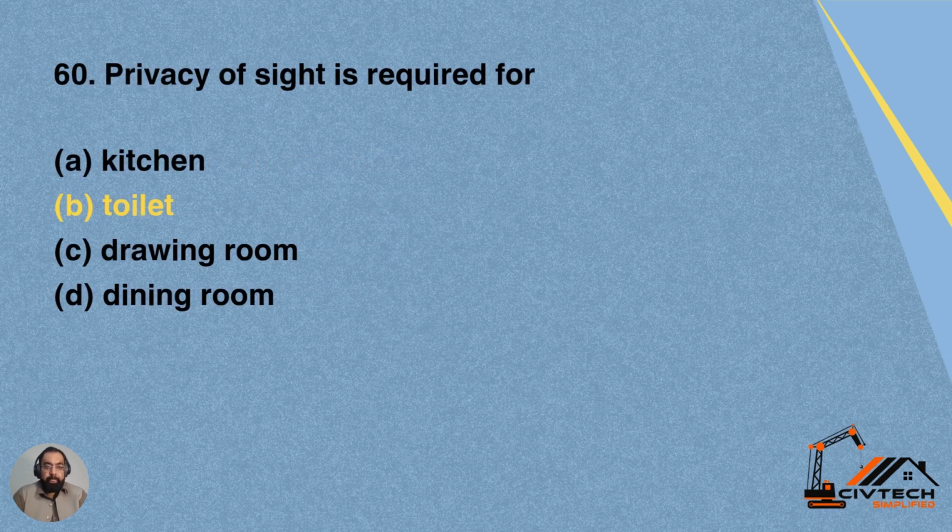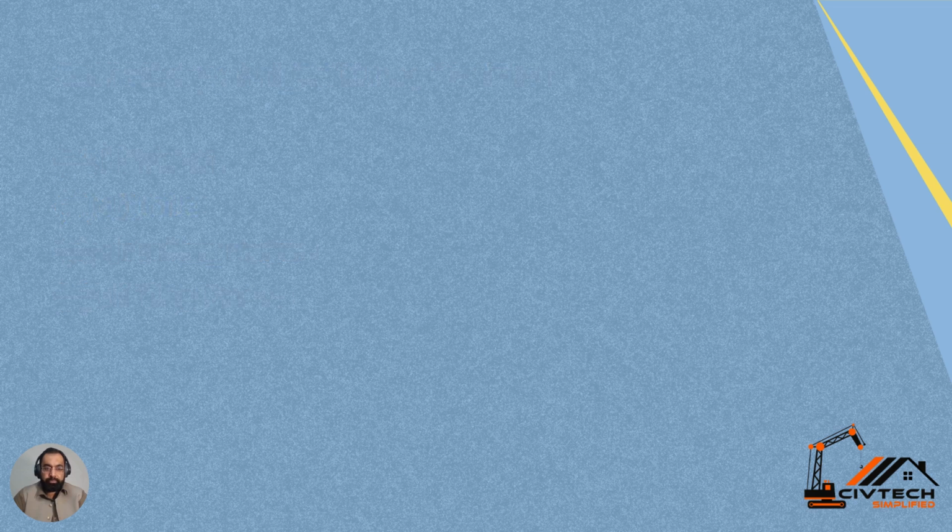Then we have question 60. Privacy of site is required for: A, kitchen; B, toilet; C, drawing room; D, dining room. Privacy of site is required for the toilet. The toilet is the area where privacy should preferably be given as compared to the other options like kitchen, drawing room and dining area. So option B is correct for this question.